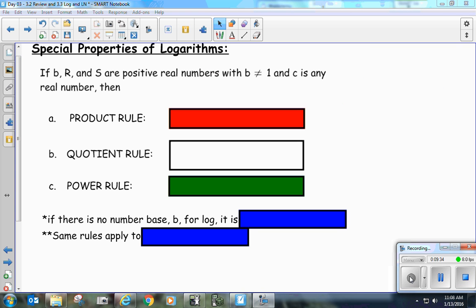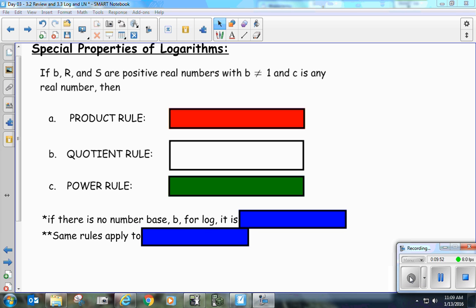Well, now that we know how to get rid of the log if we're given just one, let's take a look at some properties of logarithms. We did this last year in Algebra 2. This is a little bit of review. I know you probably didn't have it memorized, so as we start doing these things, maybe they'll come back.